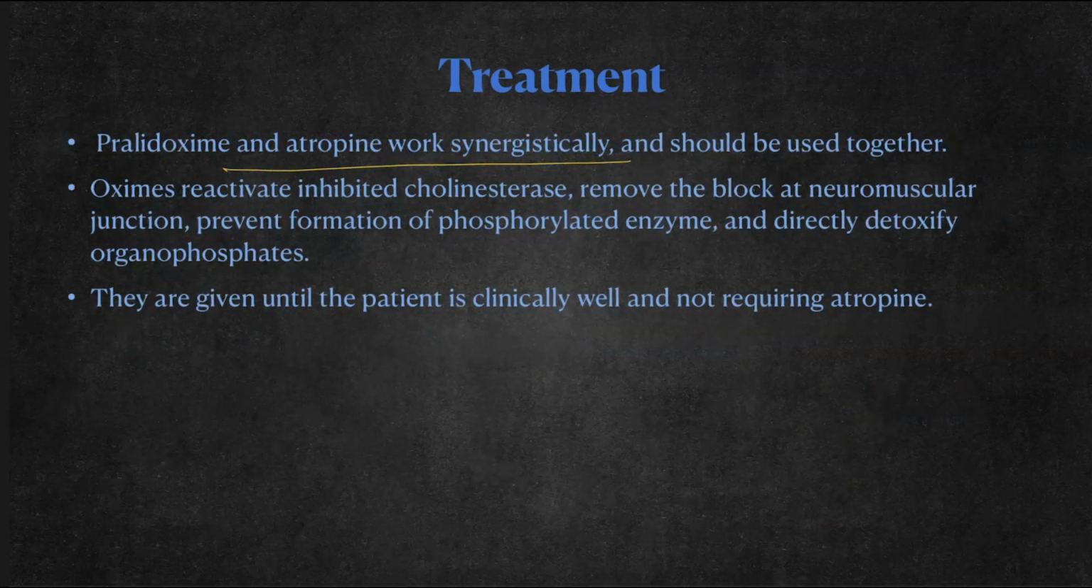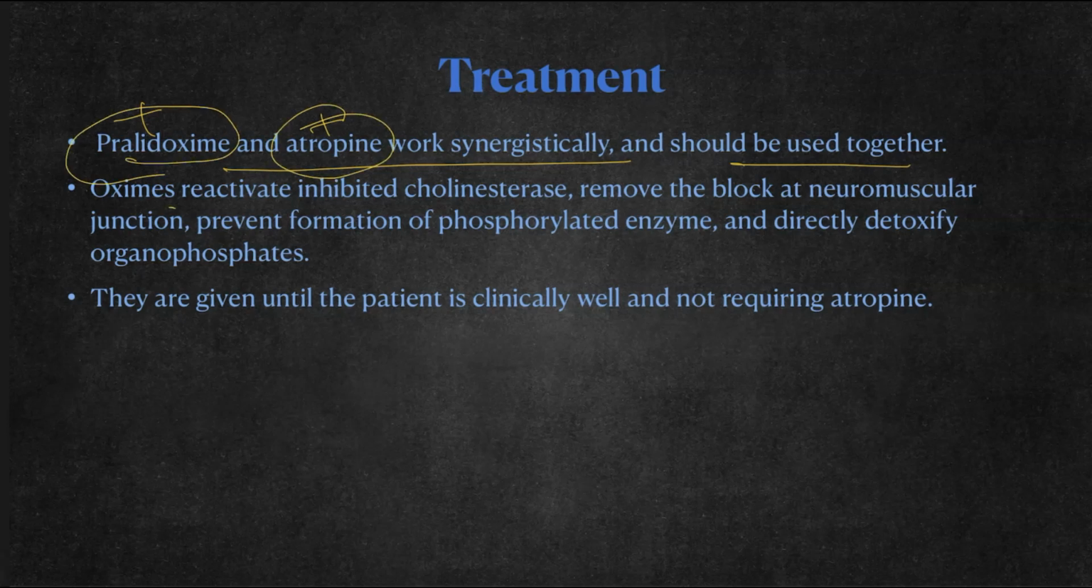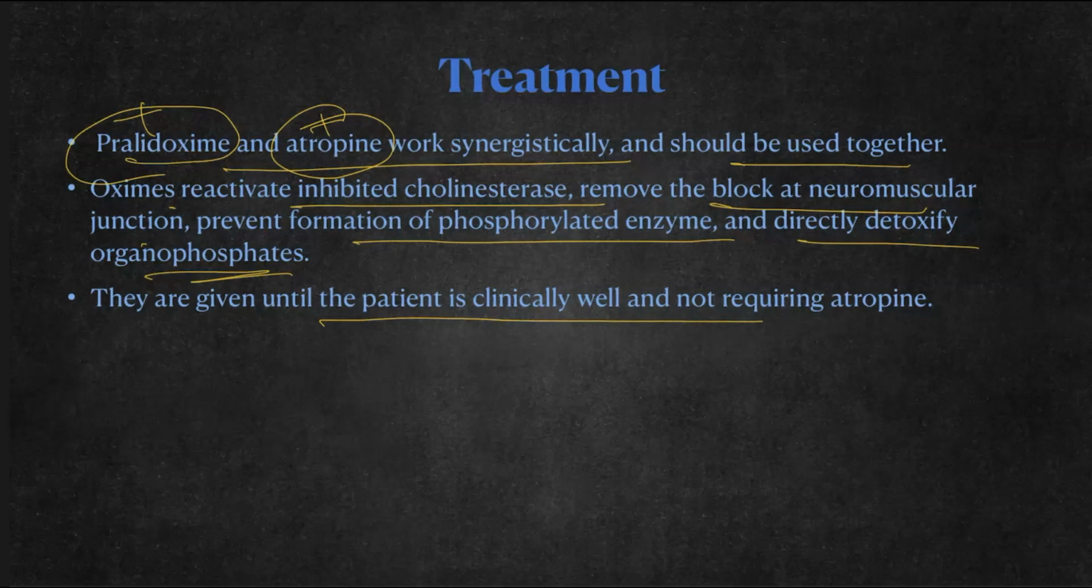Pralidoxime works synergistically with atropine and should be used together. Only pralidoxime is not effective and only atropine is also not effective. Oximes reactivate the cholinesterase, remove the block at the neuromuscular junction, prevent formation of phosphate enzyme complex, and directly detoxify organophosphates. So it reactivates the cholinesterase enzyme which is inhibited by the OP compounds, and it also directly removes the organophosphates. They are given until the patient is clinically well and not requiring atropine.